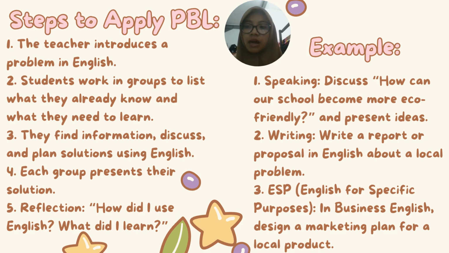Now, let us talk about how teachers can apply problem-based learning in the classroom. The first step is that the teacher introduces a problem in English, something that is interesting and challenging for students. The second step is that students work in groups to list what they already know and what they still need to learn. The third step is that they find information, discuss ideas, and plan possible solutions using English throughout the process. The fourth step is that each group presents their solution to the class.